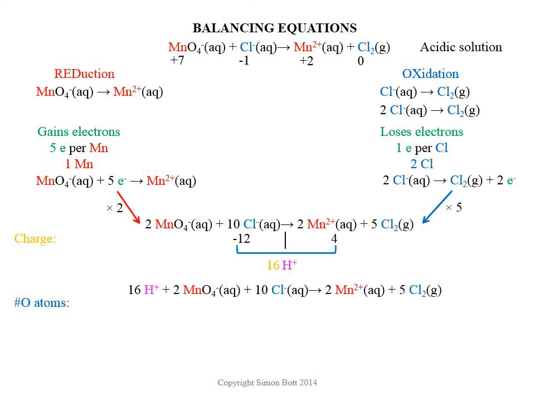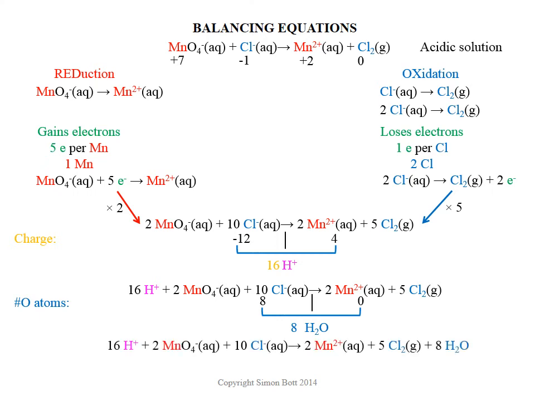Next step, look at the oxygen atoms. 4 on the left, 8 on the left, none on the right. So how out of whack are they? They're 8 out of whack. What do we use to balance oxygens? We use water. And what side should we put them on? The side that needs them. So that is, in this case, of course, going to be the right.